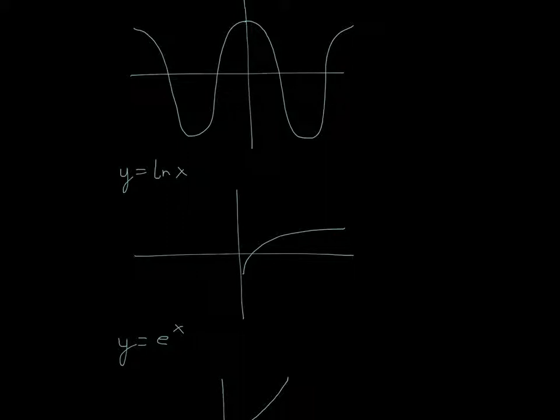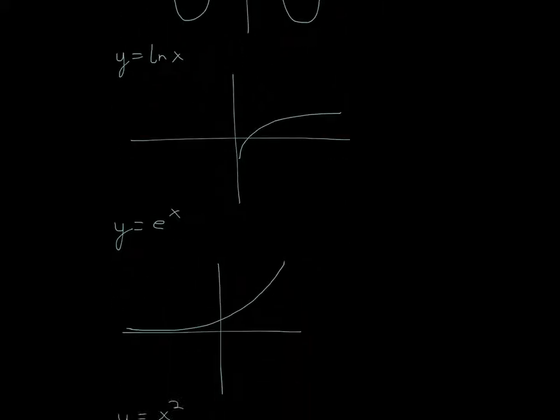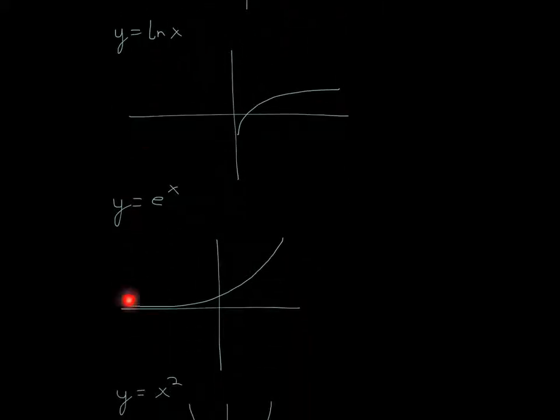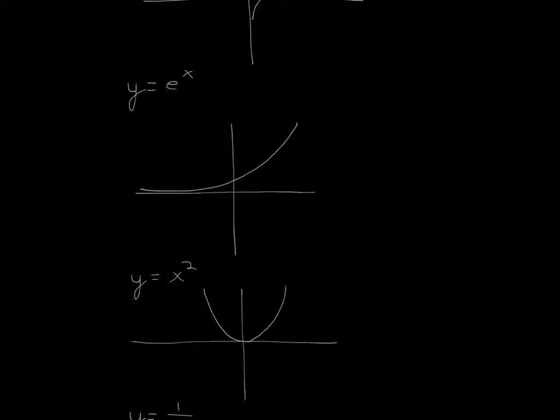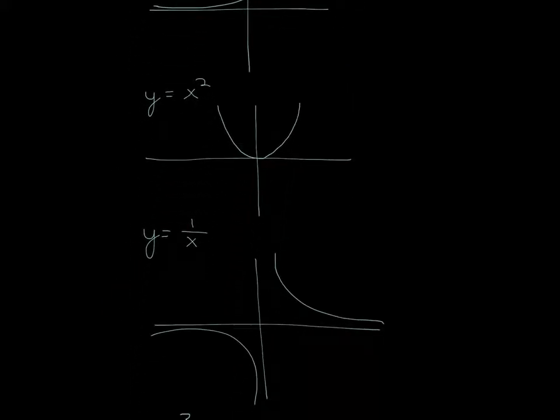Then ln of x, you just have to remember it's just curving up, and then e to the x is kind of the opposite. It's curving up, but like in this shape. And then x squared is pretty simple. You should know that by now.